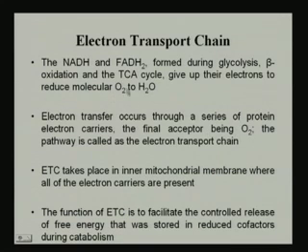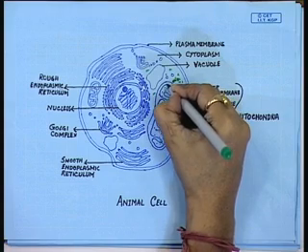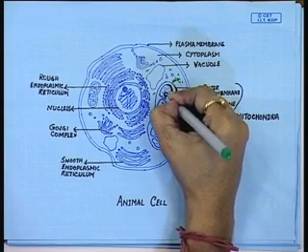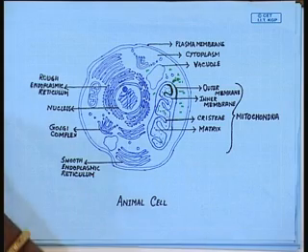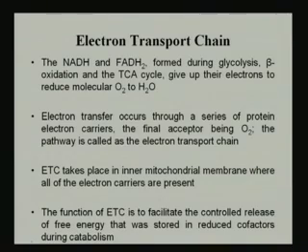That means this is the oxygen, which is the final electron acceptor. The pathway is called the electron transport chain. The electron transport chain takes place in the inner mitochondrial membrane. So, in this portion, the electron transport chain is taking place, where all the electron carriers are present.